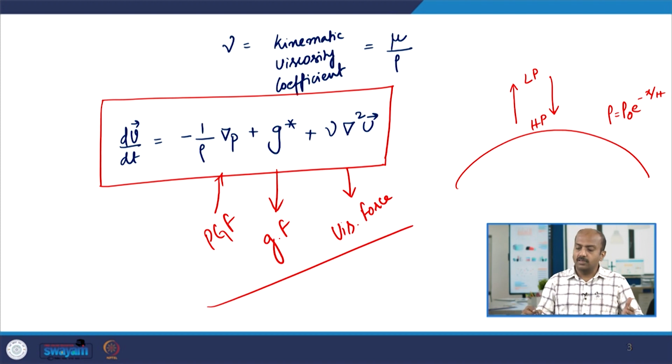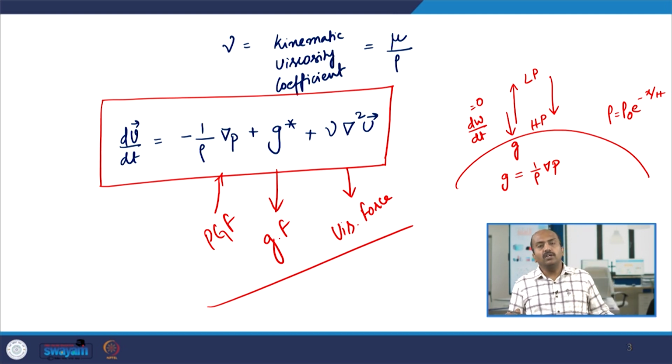What generally happens is this escape is exactly balanced by gravity. So, that means this vertical motion of the atmosphere is not possible by itself. So, dw by dt is 0 basically. Why? Because gravity exactly equals 1 by rho del p. So, that is why there is no vertical escape of the atmosphere, right.